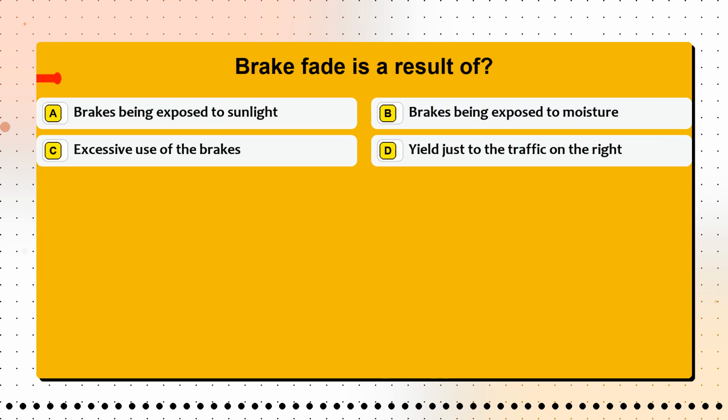Question 34. Brake fade is a result of? Here are the options. Option A. Brakes being exposed to sunlight. Option B. Brakes being exposed to moisture. Option C. Excessive use of the brakes. Option D. Yield just to the traffic on the right.